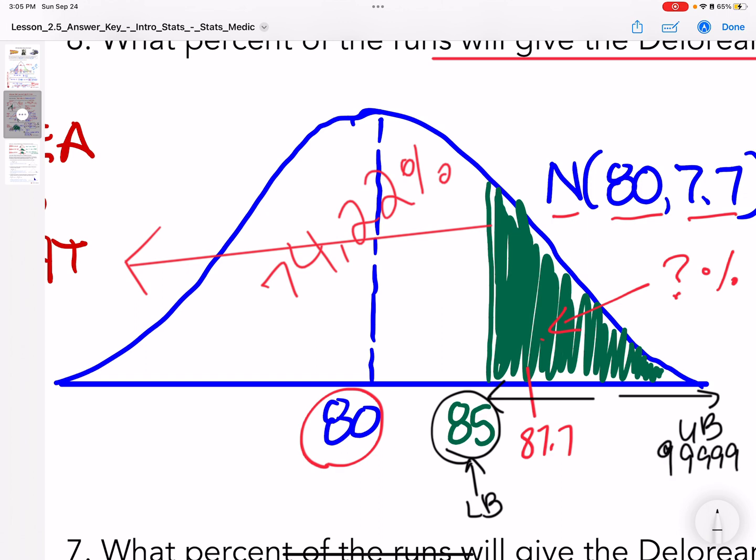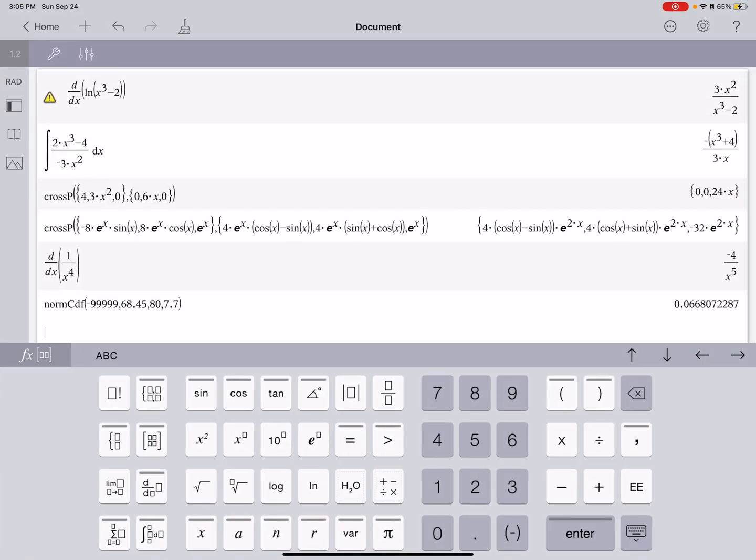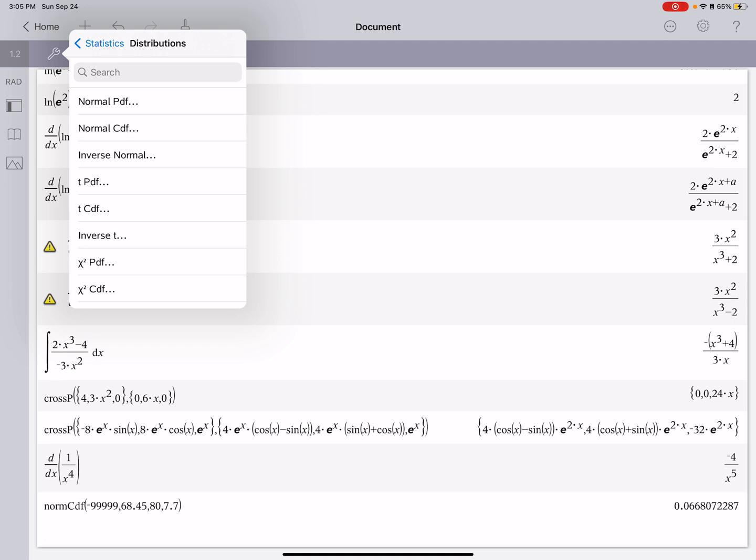It doesn't matter how many nines. It really doesn't. Just something that's off the curve. My mean and standard deviation are the same. So I'm going to go again with menu, stats. I'll do it for you. Menu, stats, distribution, normal CDF.